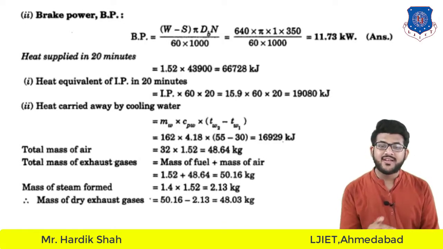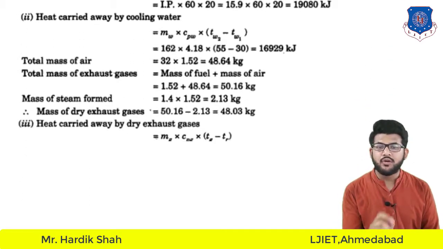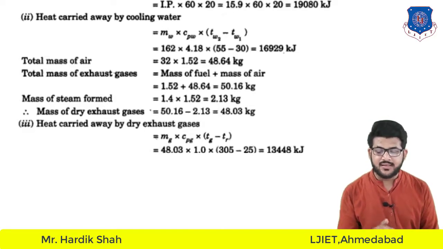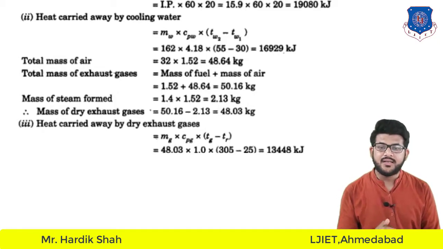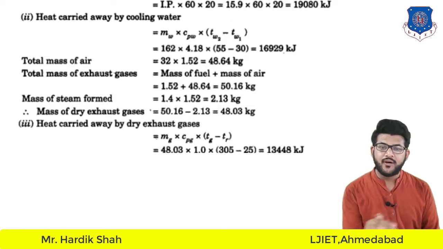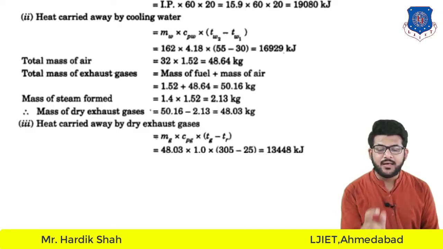Now let's move to the exhaust part for the heat calculations. Fine. So again take the equation Q equal to MC delta T. Mass of the gas, we have just found the exhaust gas, that is 48.03. Thereafter CPG is given 1 for the exhaust gas, and temperatures are given. One is the exhaust temperature, one is the room temperature. So we will take the difference of both of them. We will take 305 minus 25 and you will get the answer of 13448 kilojoule. So this part was utilized in the exhaust.